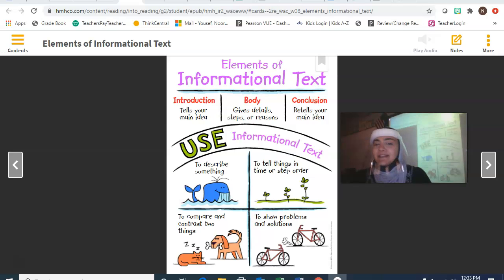The beginning part is the introduction. It tells you what the main idea is. The body gives details or steps, and then the conclusion retells the main idea and wraps it up with a good ending. All right, so why do we use informational text?